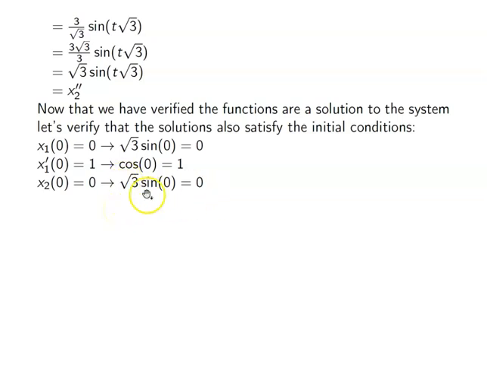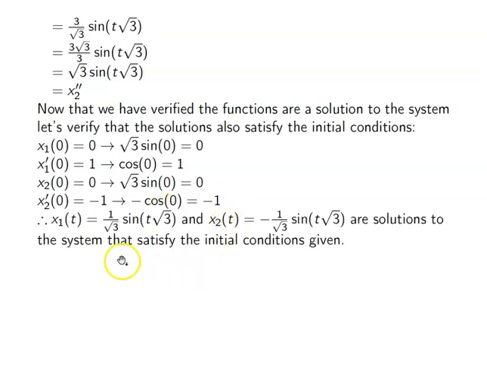Regardless, it's 0, right? Whether this is positive or negative, I still get 0 out. And when I plug in 0 to the first derivative, I get negative cosine of 0, which is in fact negative 1. So everything works out. The x1 and x2 that were given to me satisfy the system and they satisfy the initial conditions. It has to satisfy both of those things.